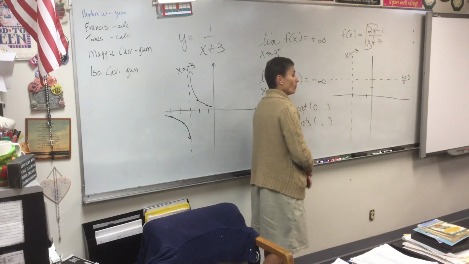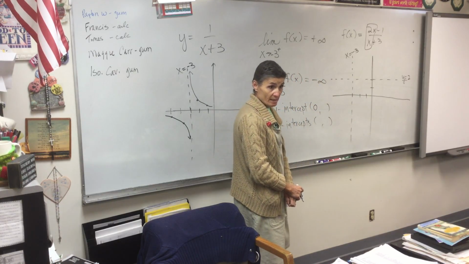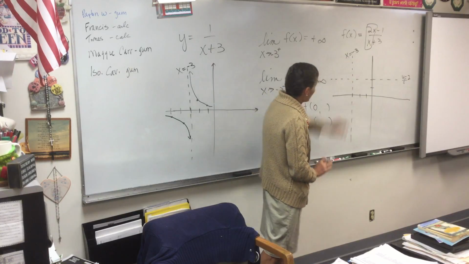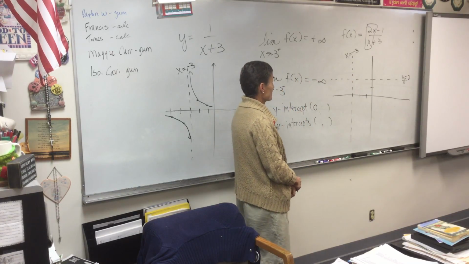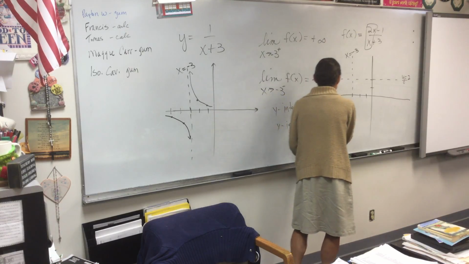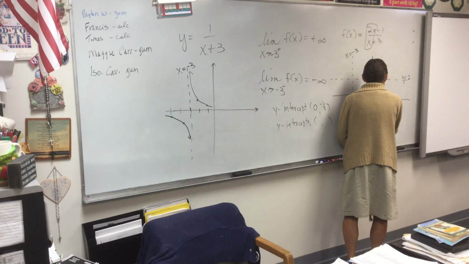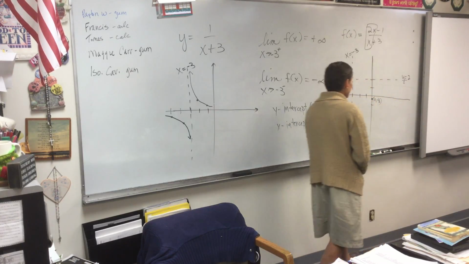So if I want to know my y-intercept, all I have to do is let x be 0. All right, so let x be 0. What's your y-intercept? Negative 1/3. So I'll plot that point, negative 1/3. That's my y-intercept.